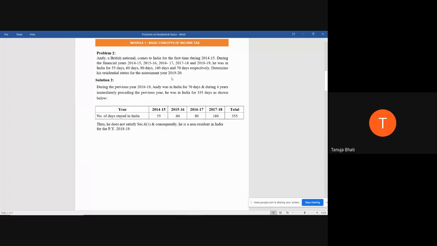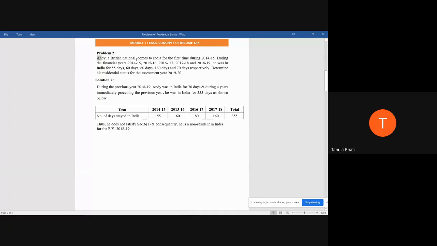Now students, tell me, if the assessment year is 19-20, which is going to be the relevant previous year? It is going to be 18-19. Correct? Yes, ma'am. Correct. So very good. So the assessment year is 19-20, and the relevant previous year, or you can call it the previous year also, is 2018-19. Now, just don't look at the solution.